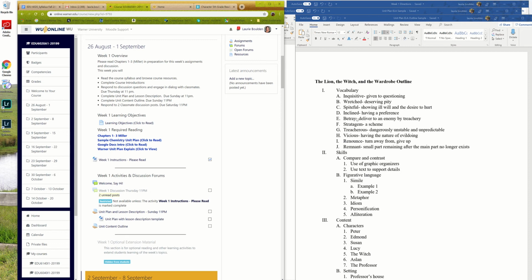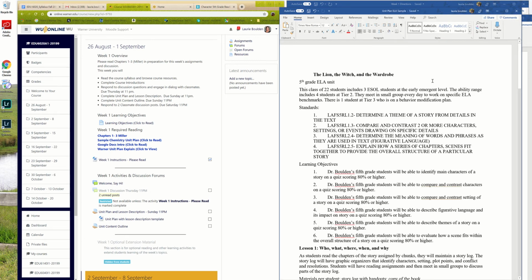I wanted to go over some additional details about our unit plan and outline. A lot of you are choosing to do English language arts, which is fine, but I want to give you some pointers to help as you revise your unit. I've got another example I'm going to be posting using The Lion, the Witch, and the Wardrobe.